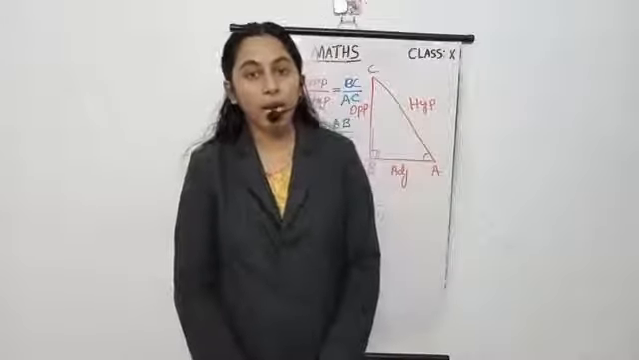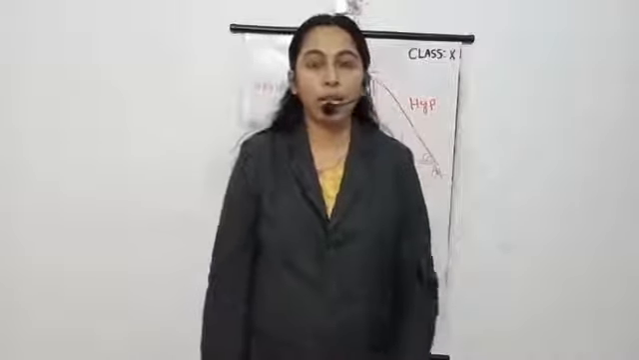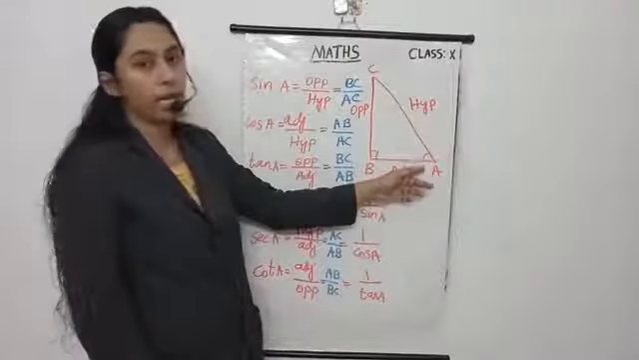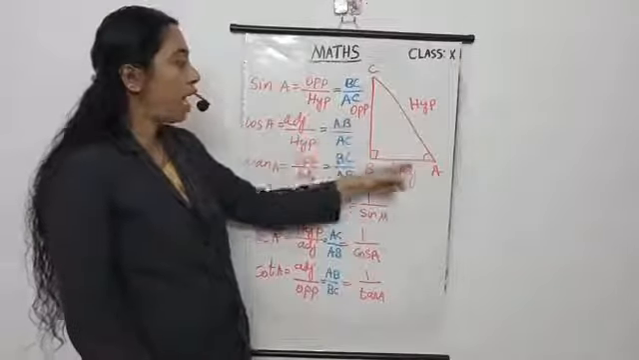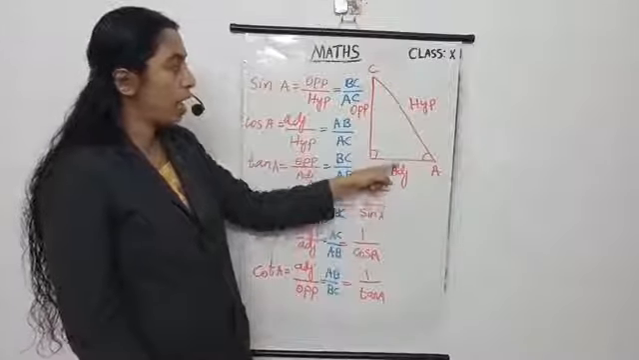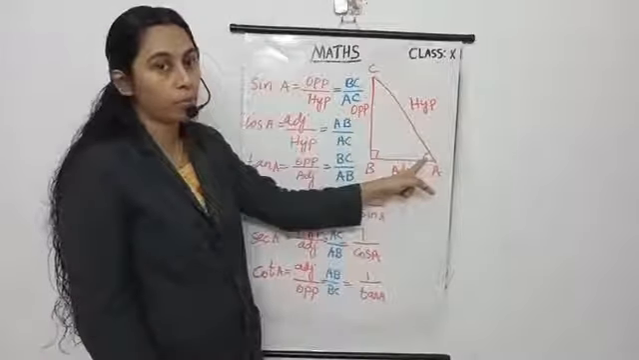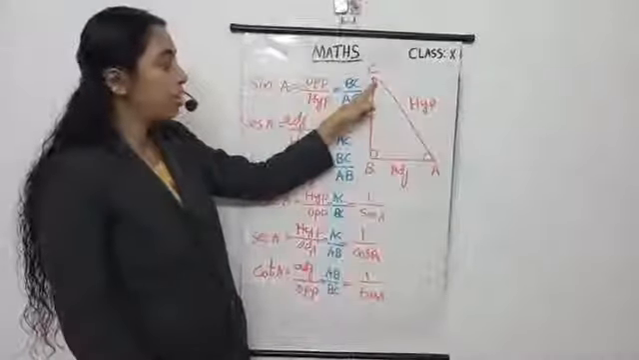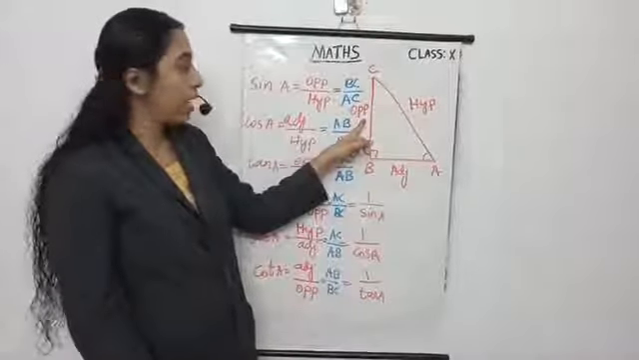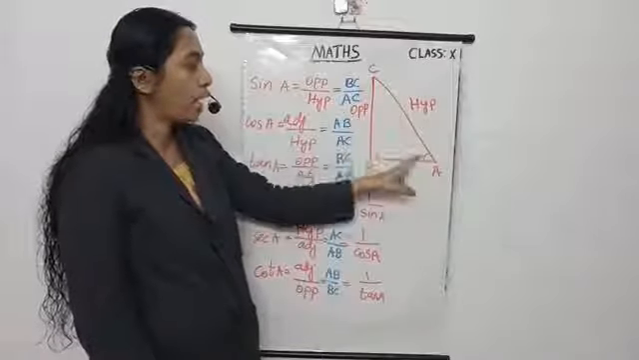Trigonometry is the study of the relationship between sides and angles of right triangles. So we learned 6 trigonometric ratios according to the angle A. According to angle A, its opposite side is this one and its adjacent side is this one, and this side is always the hypotenuse. Opposite to 90 degree is always the hypotenuse. If we take angle C, then its opposite side is this side and its adjacent side is this side, and these vary with respect to the angles.